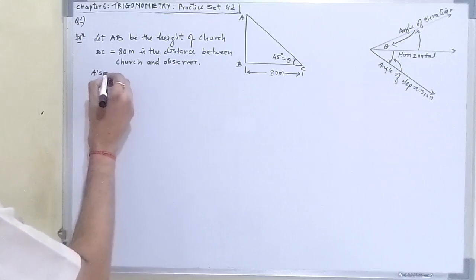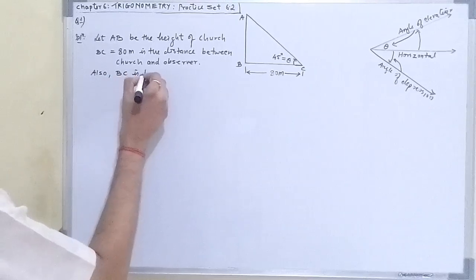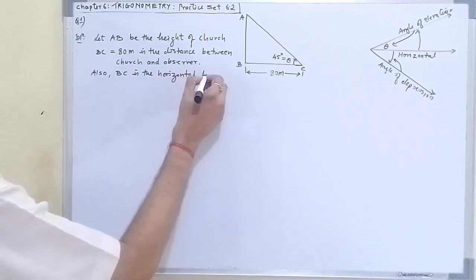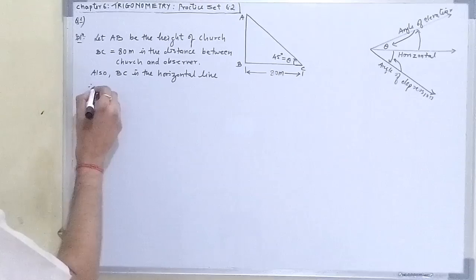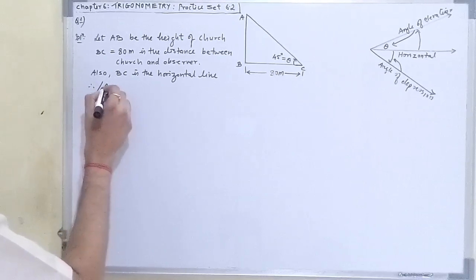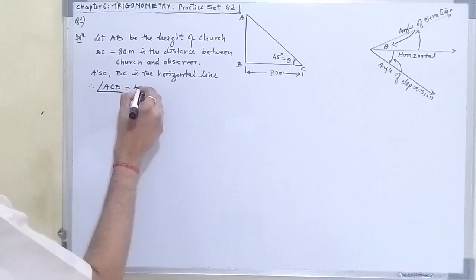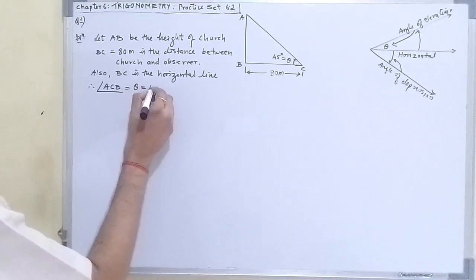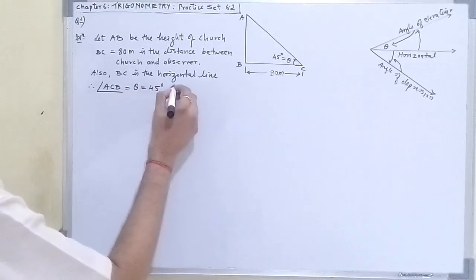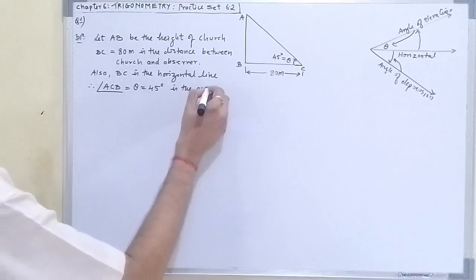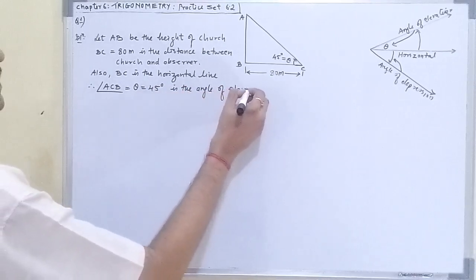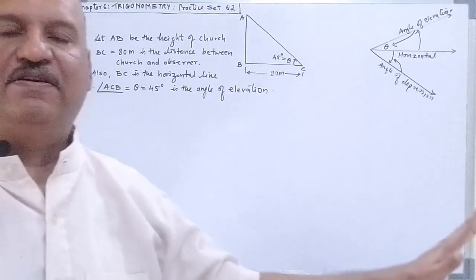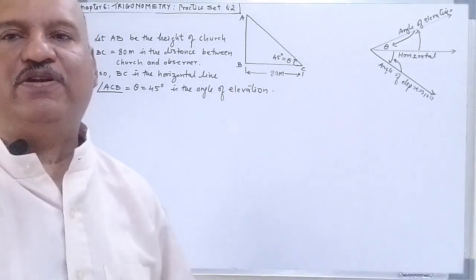Also, BC is the horizontal line. Therefore, angle ACB equal to 45 degrees. So, ACB equal to theta equal to 45 degrees is the angle of elevation. Now please see, we have explained everything जो जरूरी है from the point of view of the figure.